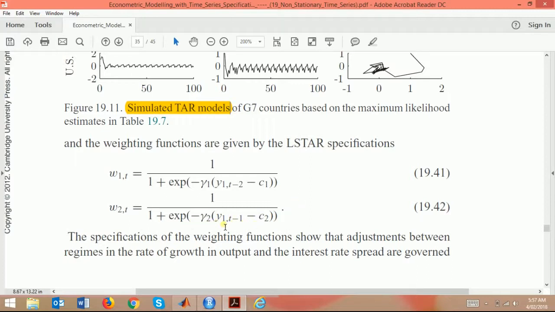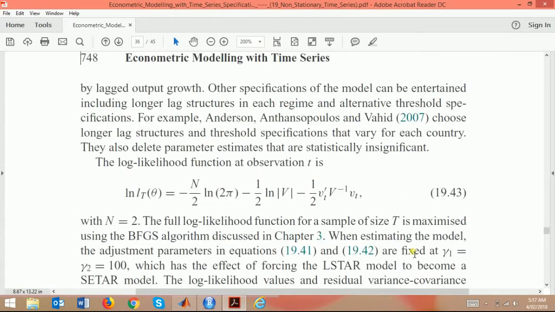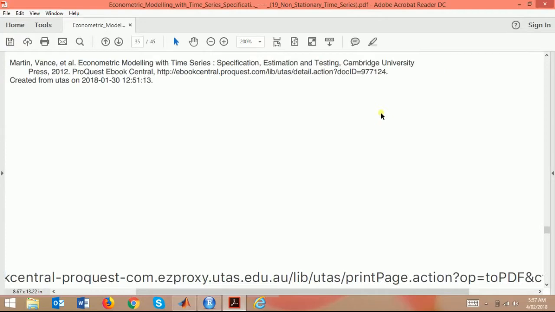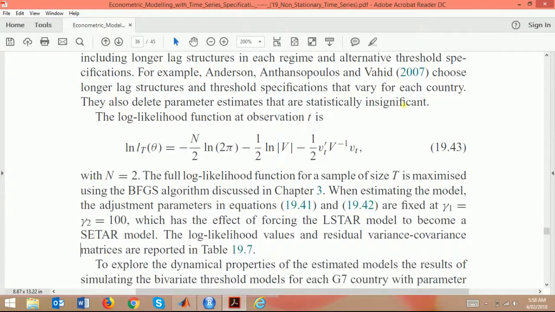In the nonlinear model, the specification of the weighting function shows that the adjustment between regimes in the rate of growth in output and interest rate spread is governed by lagged output growth. So lagged output growths are important and they are governing the regime growth. Basically they depend on the lag, or history. Other specifications of the models can be entertained, including a longer lag structure in each regime and alternative threshold specifications. For example, in a later paper they chose a longer lag structure and threshold specifications that vary for each country. They also delete parameter estimates that are statistically insignificant, like in the previous problem where alpha 2 was statistically insignificant. And the log likelihood function is as always, and we maximize it with Newton-Raphson.